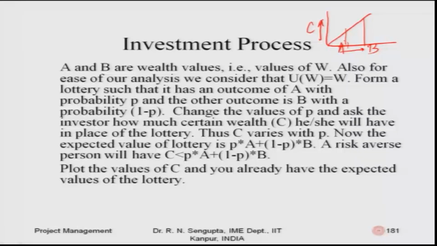Thus, as C varies with P as the probability changes, the expected value of the lottery in front of you would be A multiplied by the corresponding probability P plus B multiplied by 1 minus P. A risk averse person will have this value as this. If there is an equality sign here, it means that I am indifferent. If the value of C is more, it means I am more risk averse, and the person, just 1 minute, a risk averse person will have this. So, technically it should be greater.